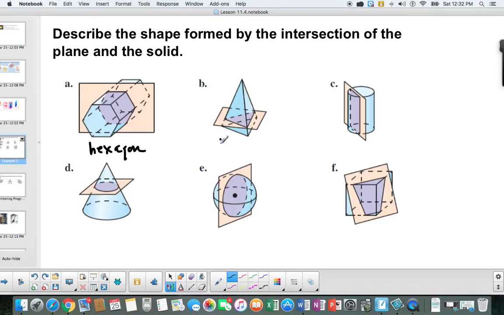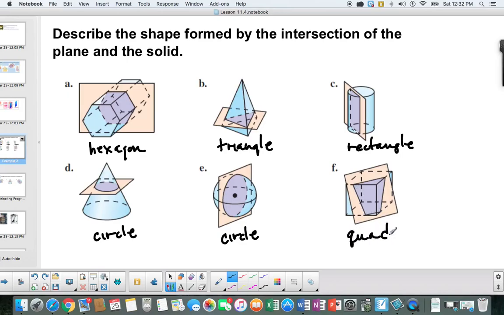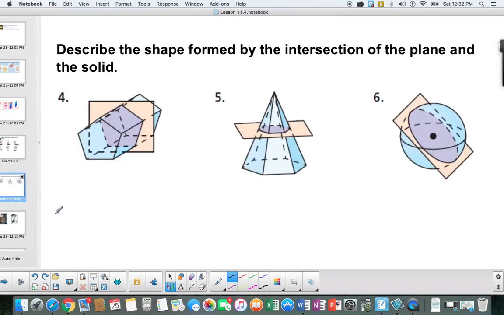Here is going to be a triangle. I don't know what type. Now this plane looks like it's making a rectangle when it cuts into it. Over here this looks like a circle. Over here this looks like a circle when it cuts into the sphere. And here this looks like a 1, 2, 3, 4-sided figure, so I'll just say quad. All right, your turn. Stop the screencast and see what you can do.